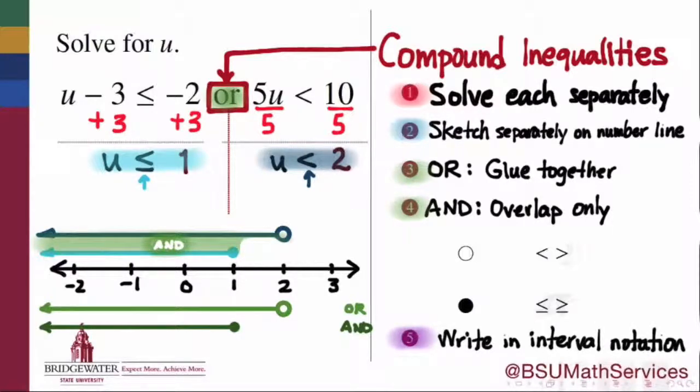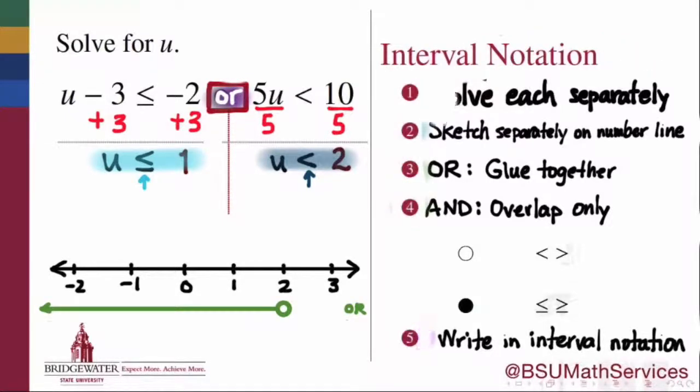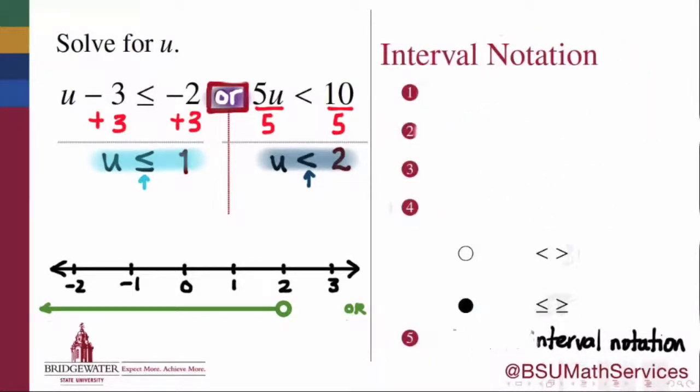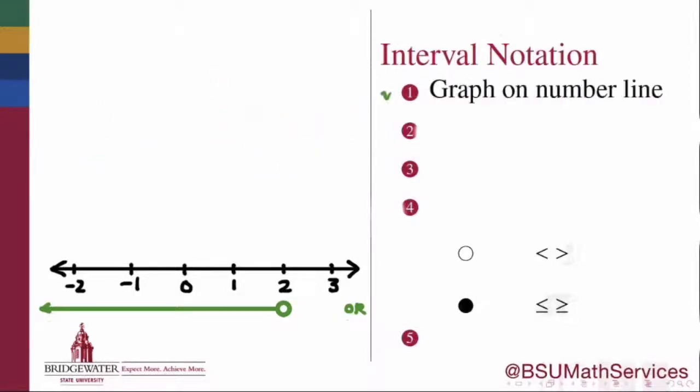Now that we've combined our two inequalities together using the logical connective, our last step is to write our answer in interval notation. To do that, let's remember that our original problem was an OR. And so we'll use our answer that we got with OR here. And let's take a look at what's involved in the process of writing an inequality using interval notation. The first step is to graph that inequality on the number line. Here we've already done that. It's the graph that we see at the bottom of the screen.